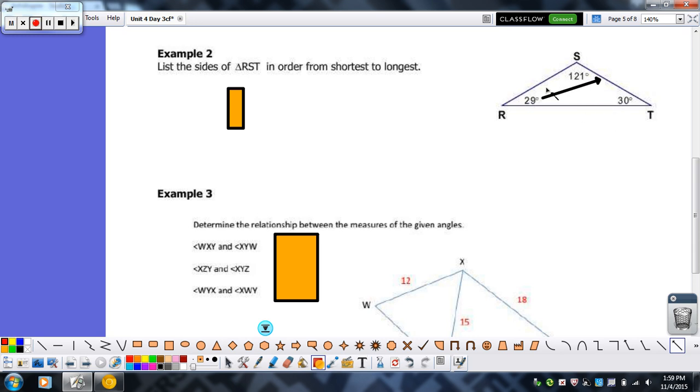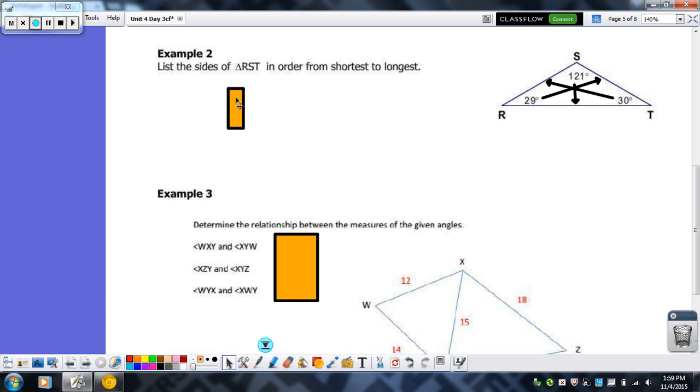Our next smallest angle is T, which is 30 degrees, and that's across from RS, or SR, which is our second shortest side. And clearly our longest side is going to be RT, which is across from angle S, which is 121, our largest angle. So in order: ST, SR, and then RT.